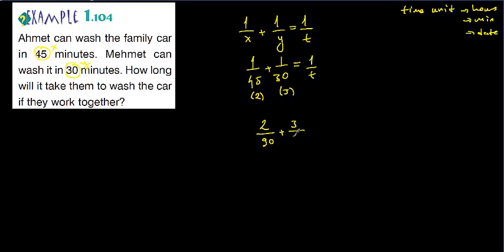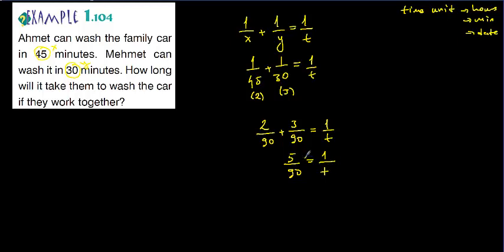3 times 30 is going to be equal to 90. So it's going to be equal to 1 over t part of the job. So here 2 plus 3, because the denominators are same, 5 over 90, we are writing the common denominator, it's going to be equal to 1 over t.